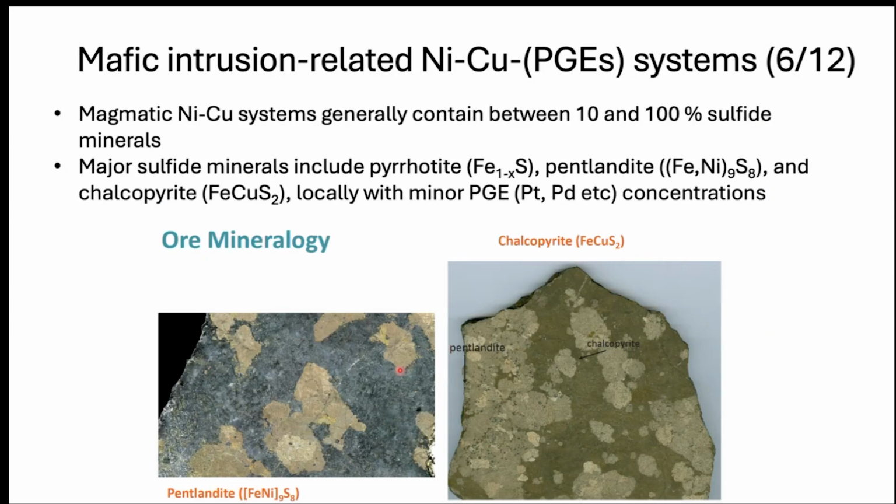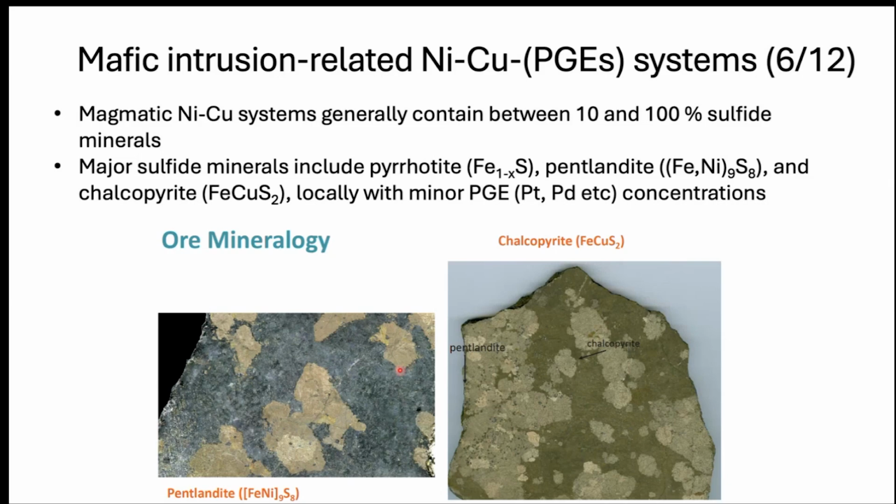So magmatic nickel-copper systems generally contain between 10 and 100% sulfide minerals. They can be massive sulfide, they can be net textured, they can be disseminated, so dispersed throughout the rock. Major sulfide minerals include pyrrhotite, which is Fe1-xS, where x is between 0 and 0.1. And just as an interest, FeS, the pure end member, is called troilite and is mostly found in meteorites, not on Earth. Only in rare cases can you get troilite on Earth.